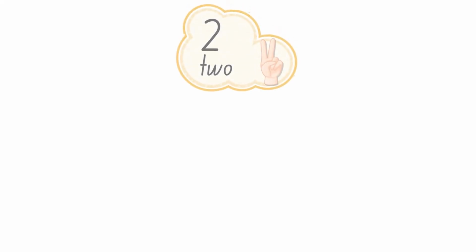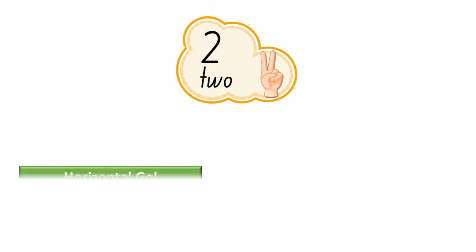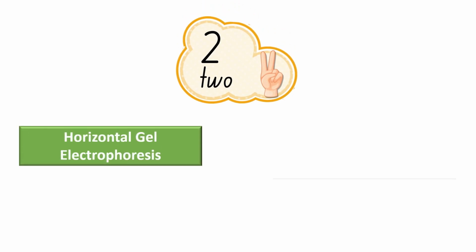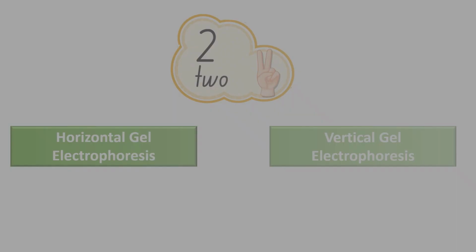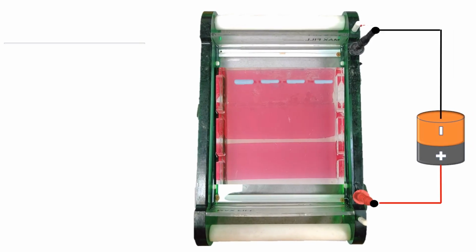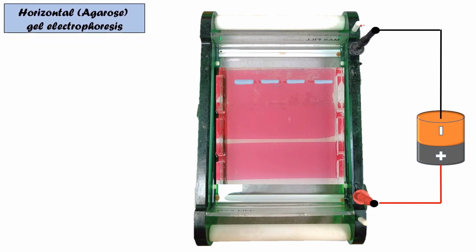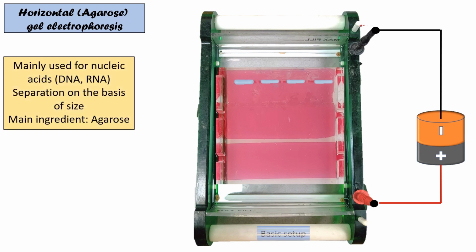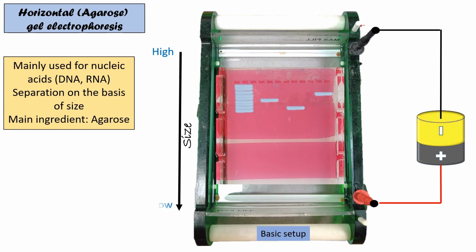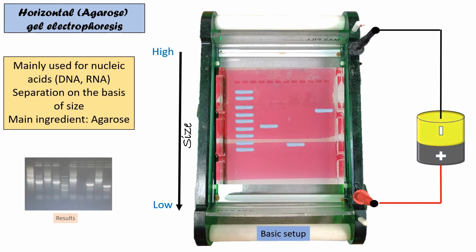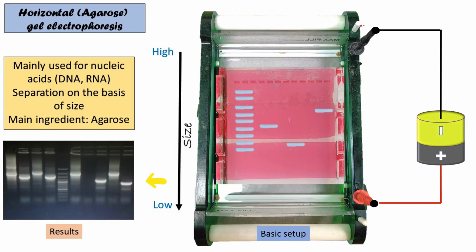There are two types of gel electrophoresis: horizontal gel electrophoresis and vertical gel electrophoresis. First, let us see the basis of the horizontal one. Also known as agarose gel electrophoresis, it is mainly used for the analysis of nucleic acids, DNA or RNA. The separation occurs on the basis of size. The smaller molecules travel faster than the large ones under the influence of electric current. This is how the result of an agarose gel electrophoresis looks like.